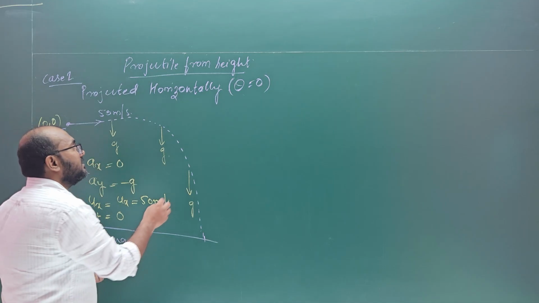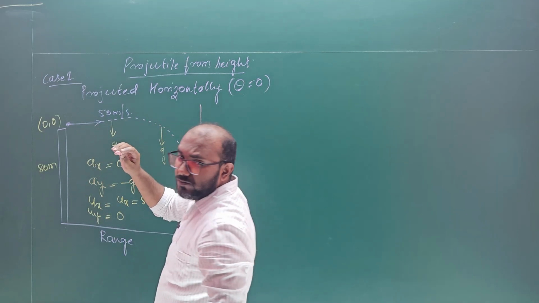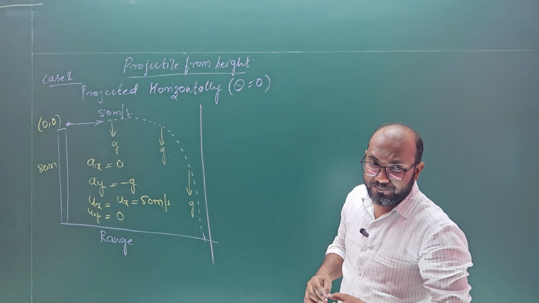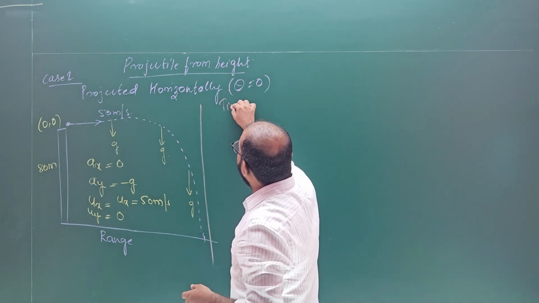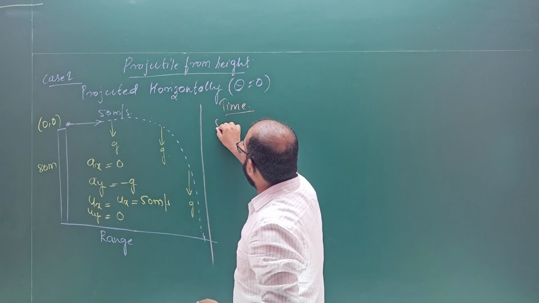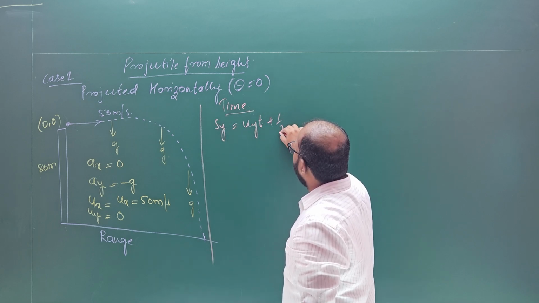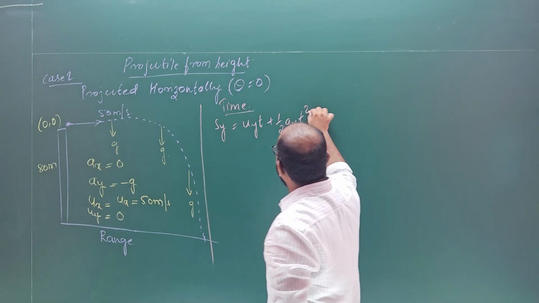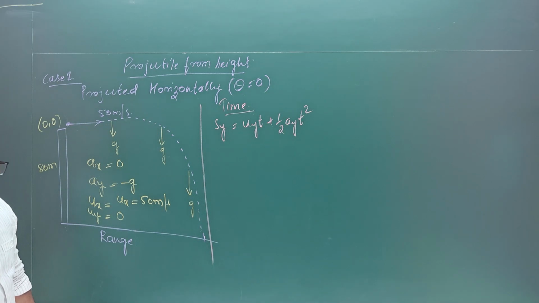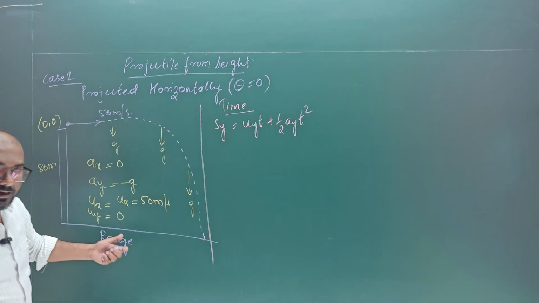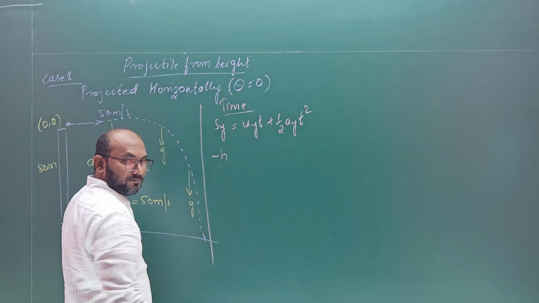So let us calculate first the time period. If I want to calculate the time period, generally I will be using the SY equation, na? So SY is nothing but uy t plus half ay t square. Yes or no? What is the displacement along y-axis? That is 80. Below the line, that is negative. So can I write here minus h?